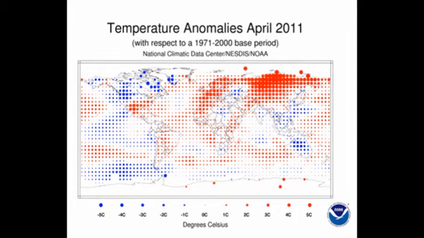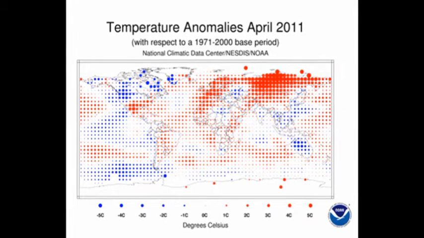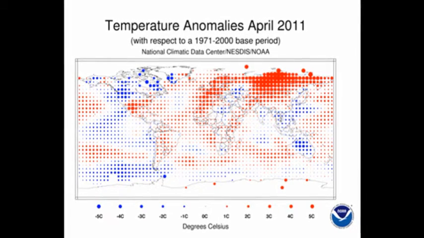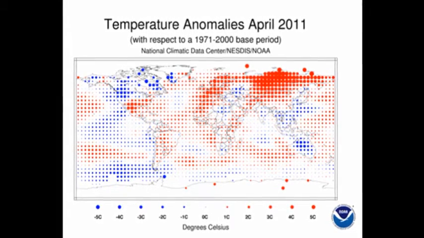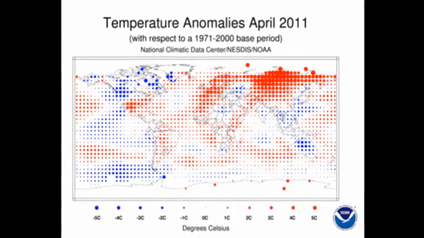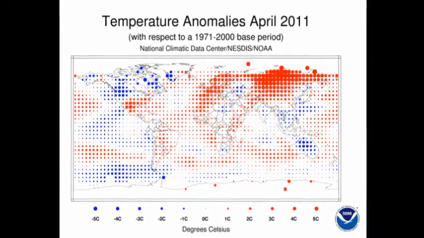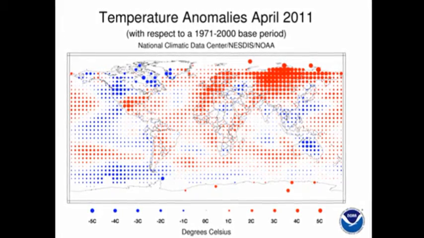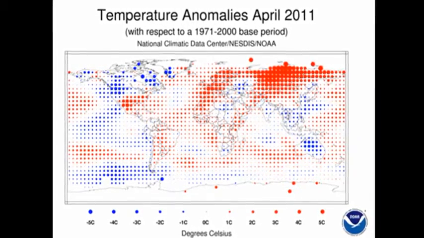So let's first take a look at the temperature. Here's a map of the temperature anomaly for April 2011. There are a couple of things to note with respect to this map. First of all, we must understand the colour scale. Red dots mean that the temperature for that area is above average. The larger the dot, the more above average it is. Similarly, the blue dots mean that temperature is below average. Again, the larger the dot, the more below average it is.